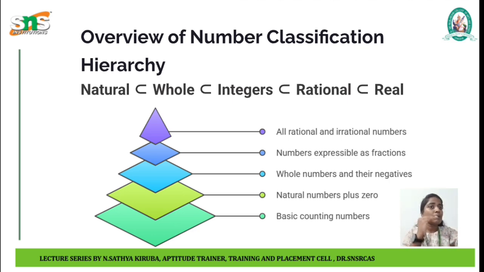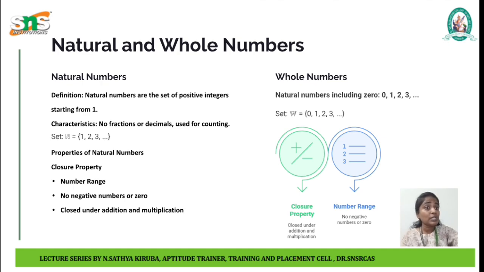Numbers that are expressed as a fraction will be under rational number. Whole numbers which have both positive and negative numbers will be under integer, and natural number plus 0 will come under whole number, and natural number is basically the basic count of numbers. Hope you understood what is what.